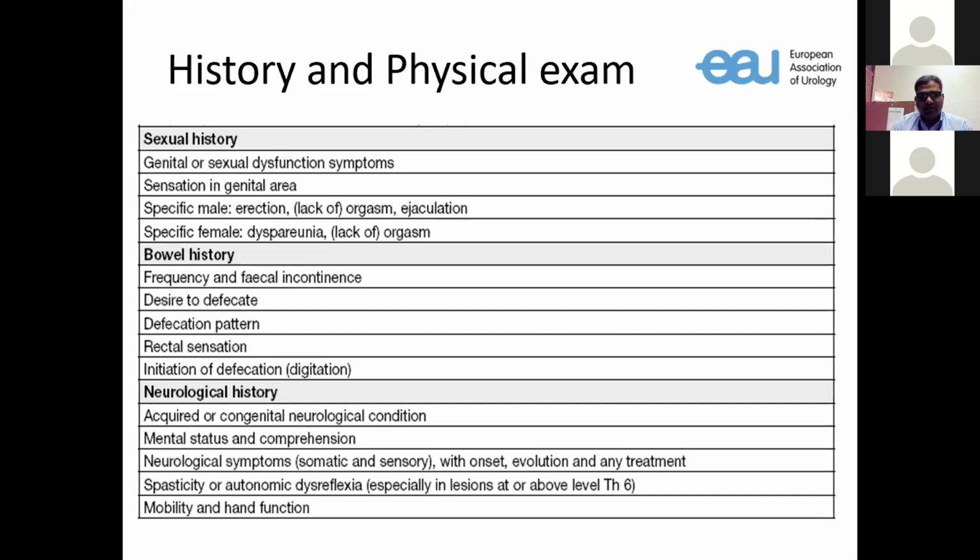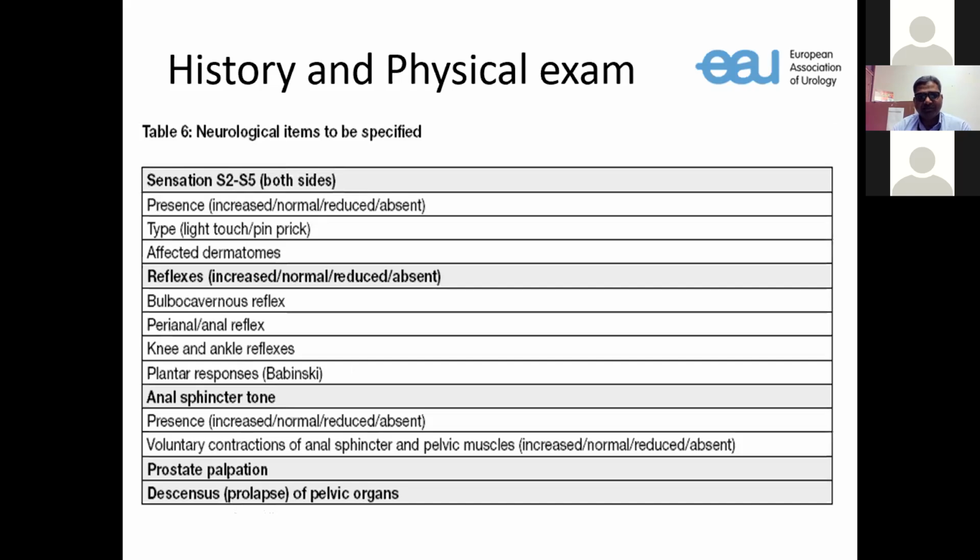With regard to bowel history, whether the patient feels the desire to defecate, what about the rectal sensation, what about the frequency of bowel movements, and is there any history of fecal incontinence? And about the neurological history, whether there is any acquired or congenital neurological condition, what about the patient's cognitive function, comprehension, and mental status, and what about the somatic and sensory neurological conditions, and the patient's dexterity and mobility.